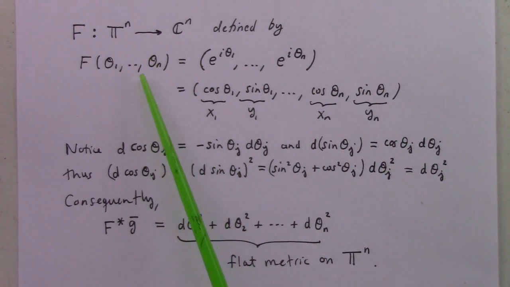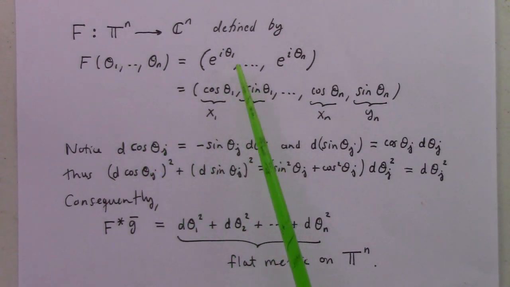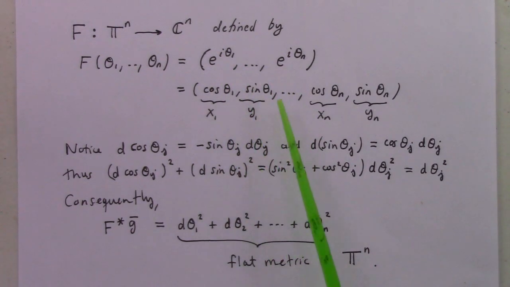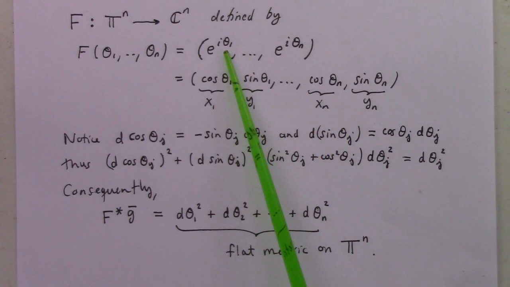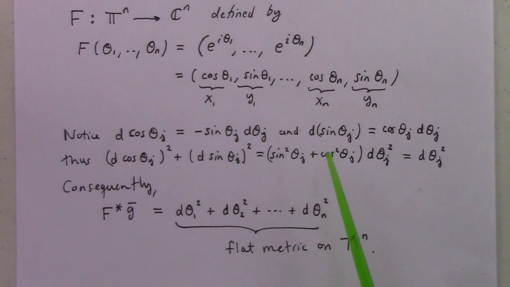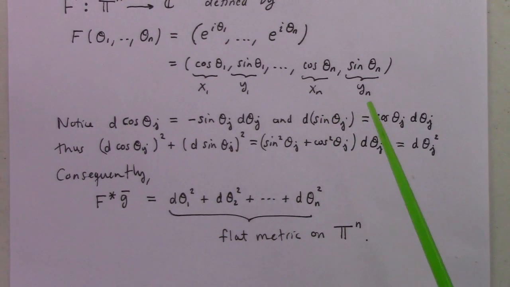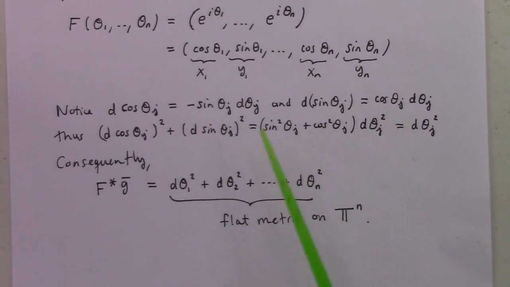So here is a mapping from the angle coordinates on the torus to Cn, of course, just imaginary exponentials, which breaks down into the sine-cosine pairs in the real-imaginary decomposition of the complex coordinates, the usual thing, the standard isomorphism of Cn to R2n. And if you calculate the differential of cosine and the differential of sine, you get these things and those things respectively. When you take the sum of the squares, you get the sum of sine squared and cosine squared, which just gives you the differential of the angle squared, and that happens for each one of the coordinates from 1 to n.